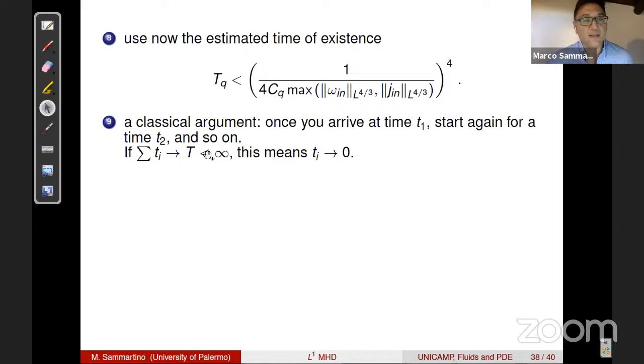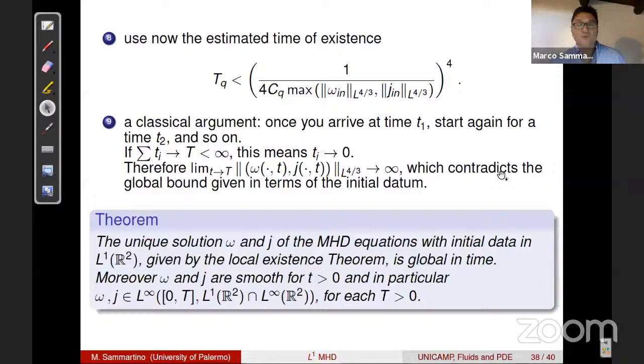So this means that this ti needs to go to zero. And therefore, if this ti goes to zero, using this bound above, that means that the four-thirds norms of the vorticity and the current need to go to infinity. But this going to infinity contradicts the global bound we've given before in terms of the initial datum.